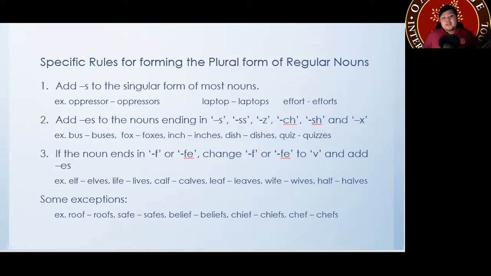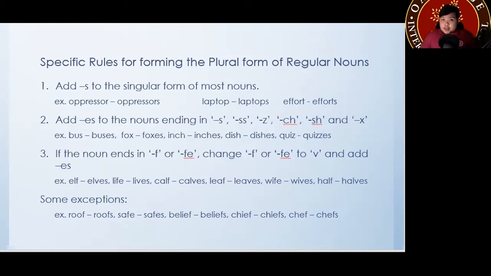Number three: when the noun ends in f or fe, you have to change the f or fe to v and then add es. Example: elf, elves; life, lives; calf, calves; leaf, leaves; wife, wives; half, halves.